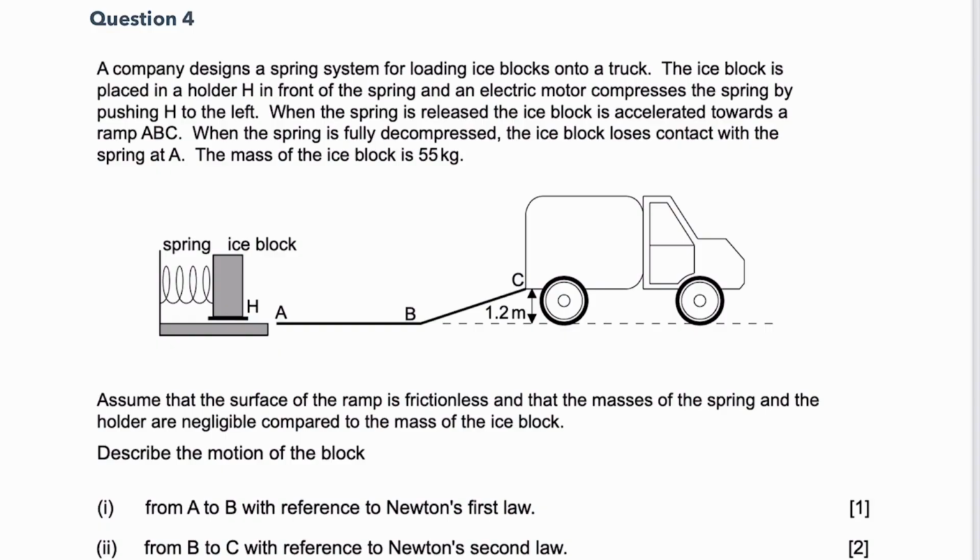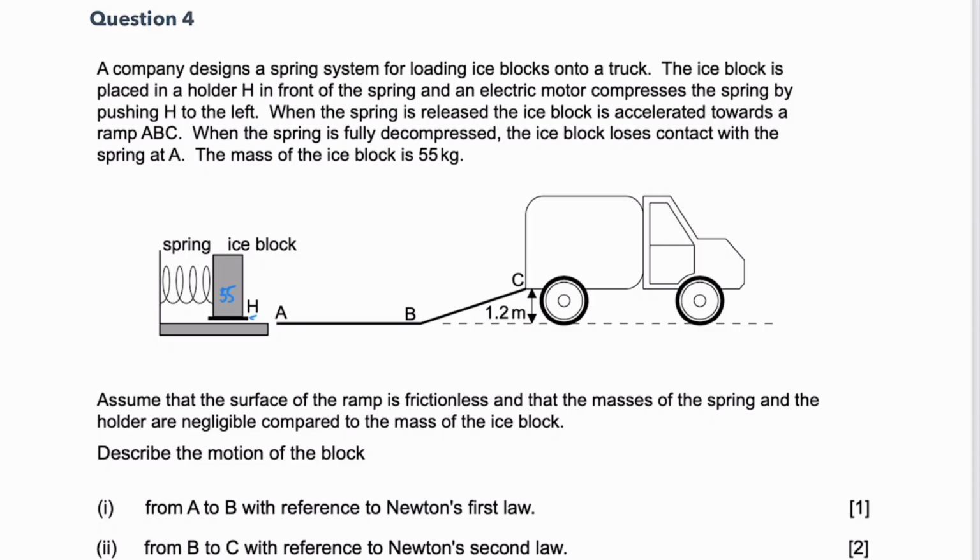Question 4. A company designs a spring system for loading ice blocks onto a truck. The ice block is placed in a holder H in front of the spring, and an electric motor compresses the spring by pushing H to the left. When the spring is released, the ice block is accelerated towards ramp A, B, C. When the spring is fully decompressed, the ice block loses contact with the spring at A. The mass of the ice block is 55 kilograms.